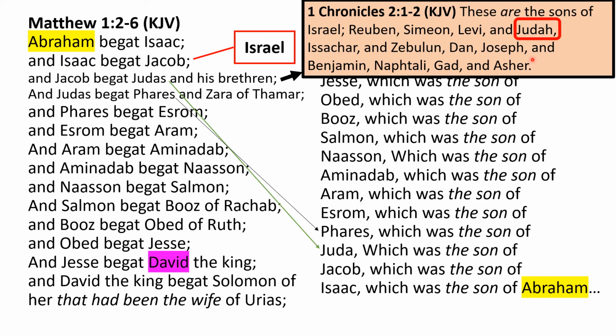Jacob had another son, Joseph, who was given a coat of many colors, sold into Egypt for slavery, but then became a ruler and saved his whole family by bringing them to Egypt.